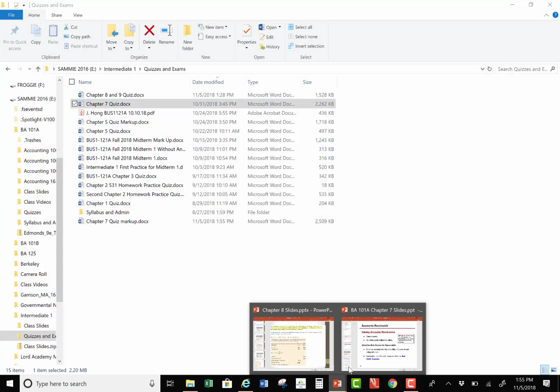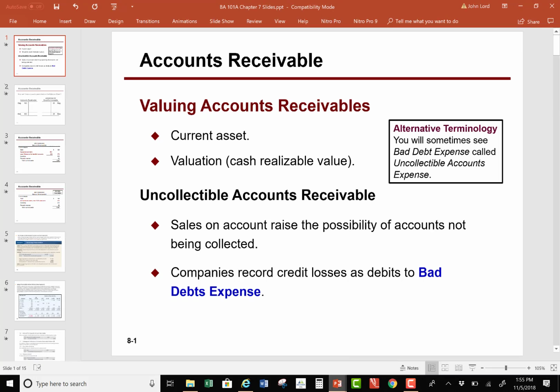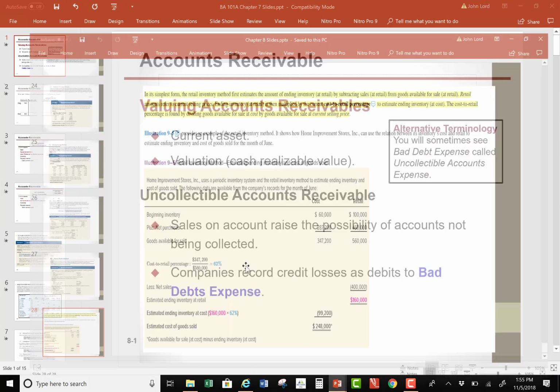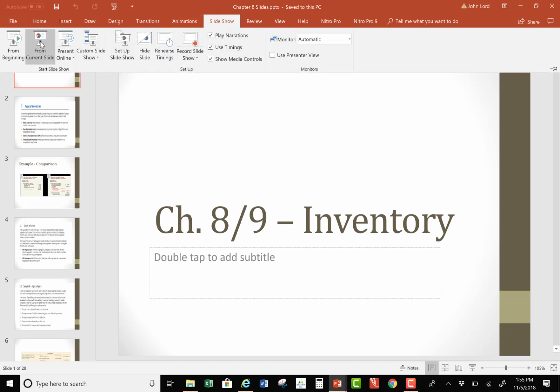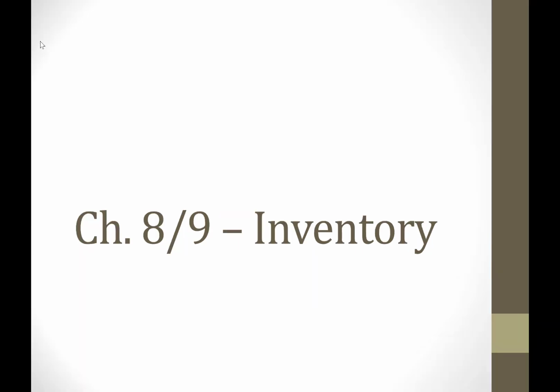Okay, guys, let's get to the slides, which are on Canvas for chapter 8 and 9, excuse me. In case you're saying, oh, geez, we're just going to gloss over chapter 9, all they did in chapter 9 was add in some lesser used inventory methods: retail, dollar value LIFO, gross profit method.